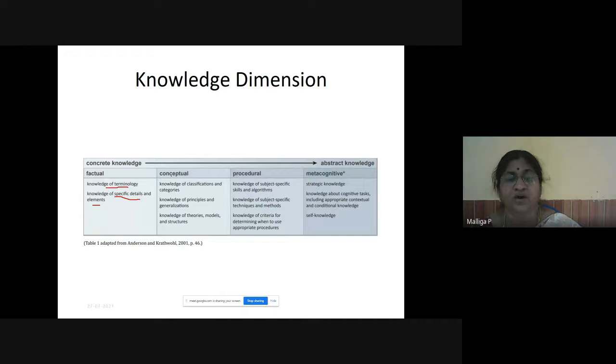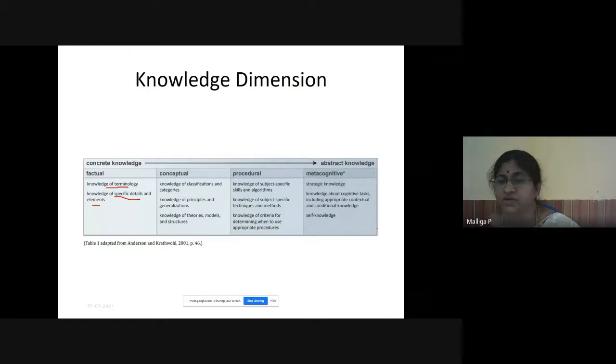And then conceptual knowledge is the knowledge of classification and category, knowledge of principles and generalization, knowledge of theories, models, and structures. So this comes under conceptual knowledge. Then you have procedural knowledge: subject-specific skills and algorithms, subject-specific techniques and methods. There will be some methods and techniques that they have to know. So what they are learning, what they are able to explain, what they are going to analyze, whether it is factual, conceptual, procedural, or metacognitive knowledge.